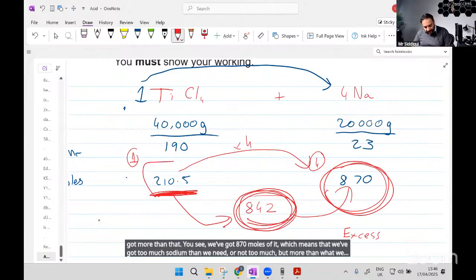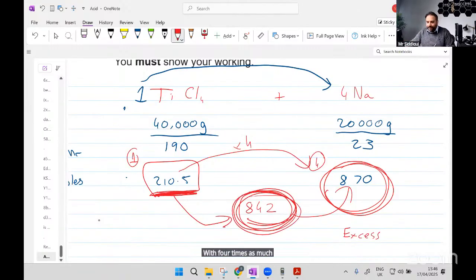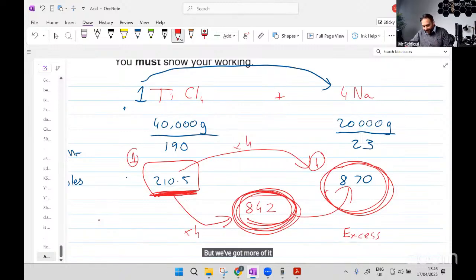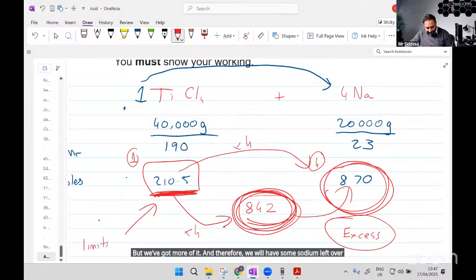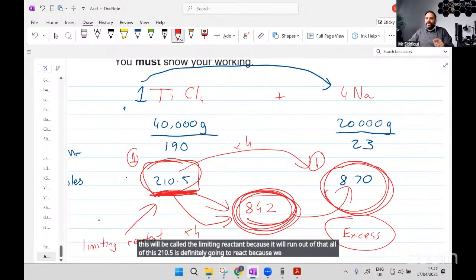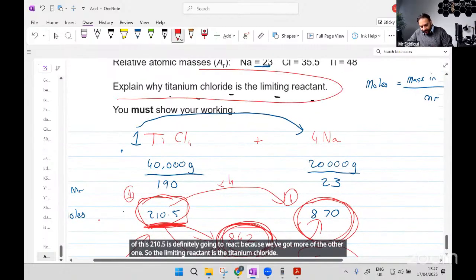Because if I've only got 210.5 moles of titanium chloride, it can only react with 4 times as much. So 842 moles of sodium. It can only react with that much. But we've got more of it. And therefore, we will have some sodium left over, and this will be called the limiting reactant because it will run out of that. All of this 210.5 is definitely going to react because we've got more of the other one. Okay, so the limiting reactant is the titanium chloride.